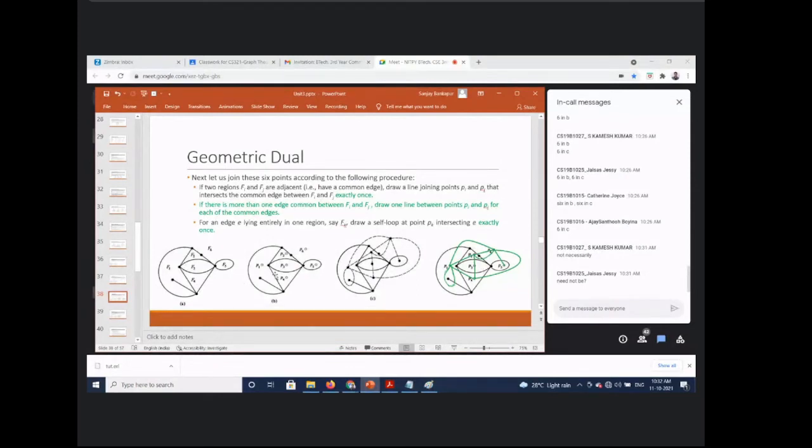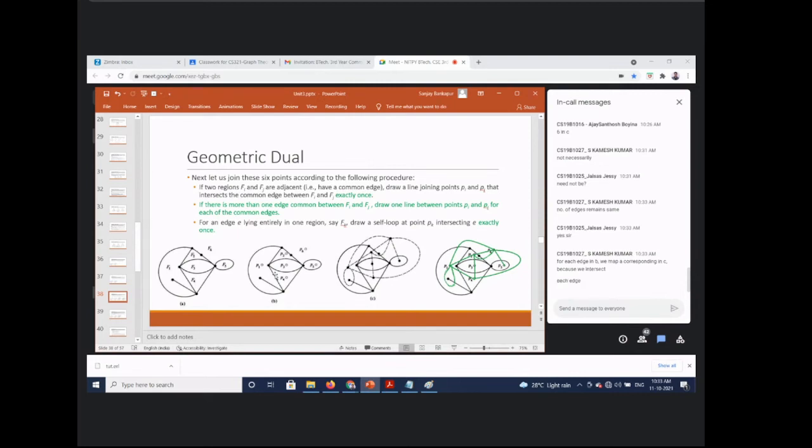And the edges, how about the edges? In this case, it is 10 in both cases. I mean, the given graph G has 10 edges, and the geometric dual G star also has 10. Yes, that's right, Kamesh and Jesse. The number of edges will always remain the same, irrespective of anything. The number of edges between the given graph and its geometric dual is always the same. Any other observation made?